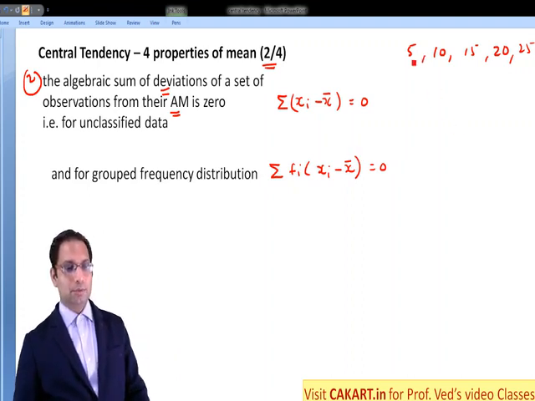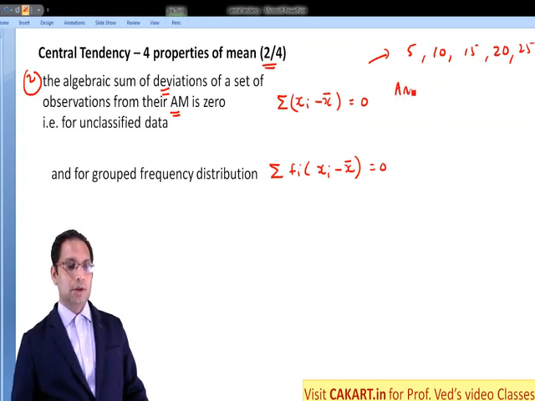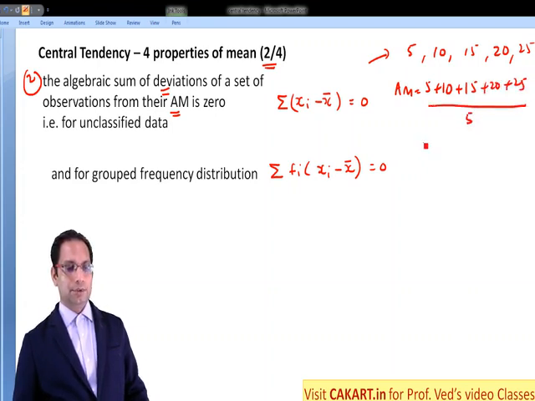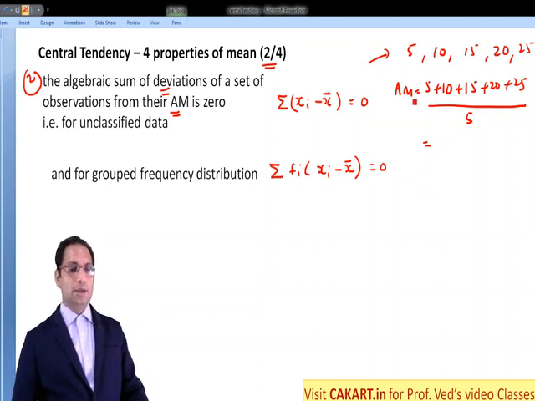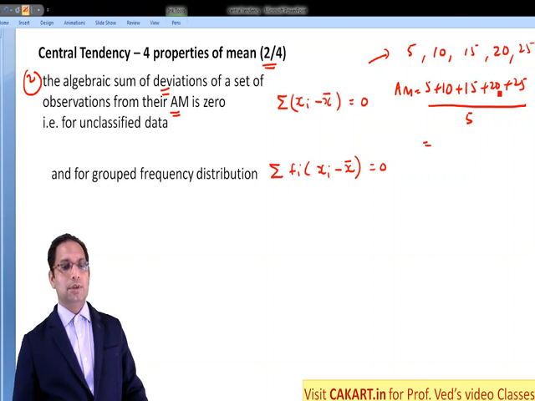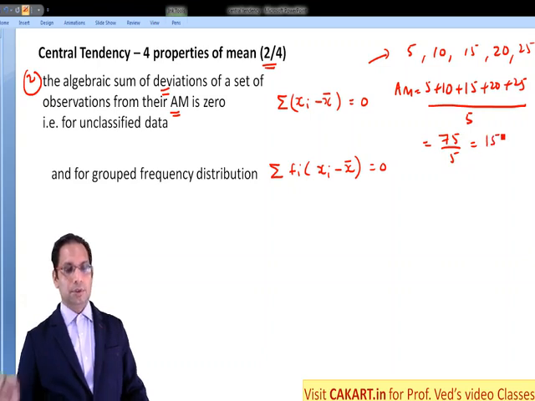Let us take this example and find the arithmetic mean. According to the definition, we add all the observations and divide by the number of observations, which is 5. So 5 plus 10 is 15, 15 plus 15 is 30, 30 plus 20 is 50, and 50 plus 25 is 75. So 75 by 5 is 15.